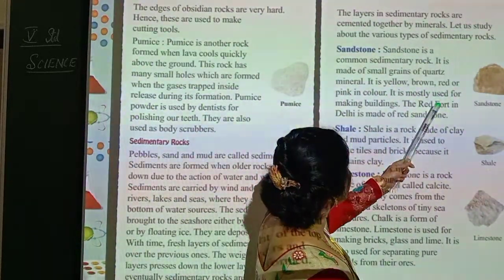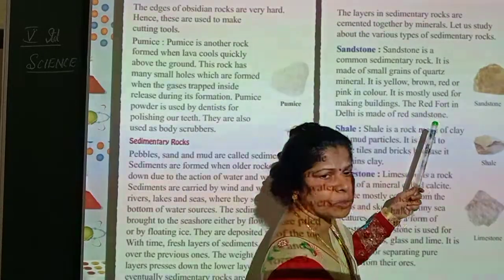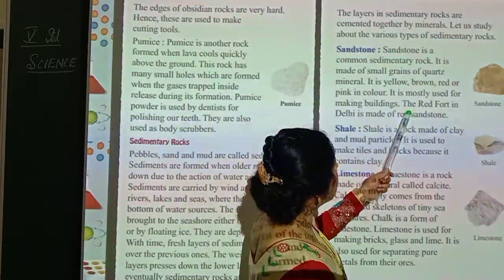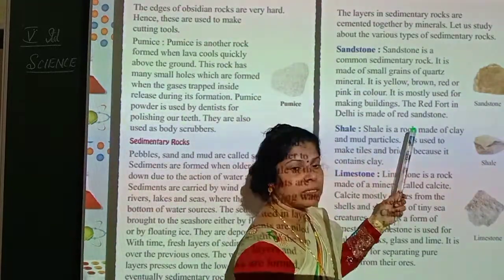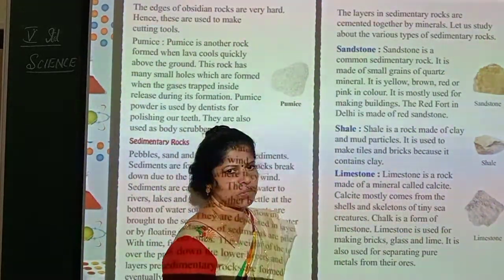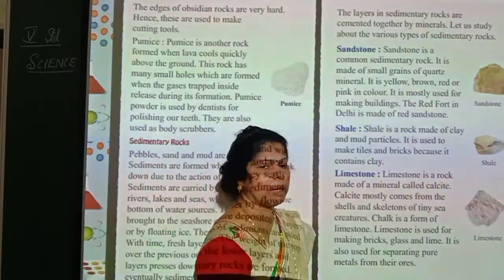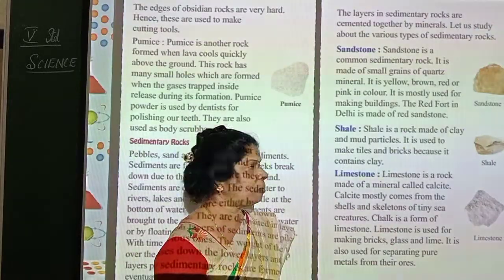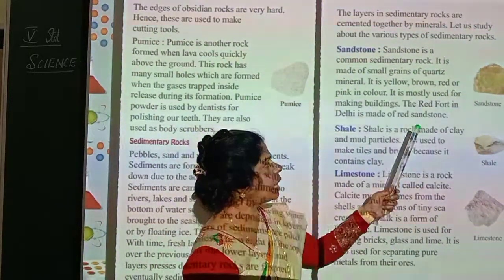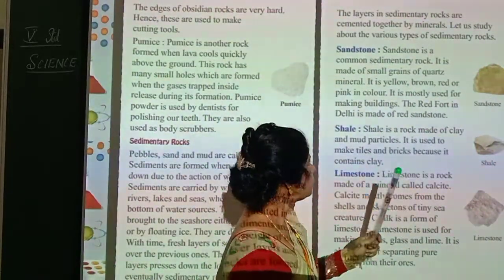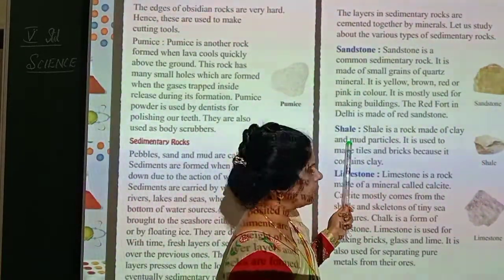It is mostly used for making buildings. So sandstone is used for construction of buildings. The Red Fort in Delhi is made of red sandstone. You have seen the Red Fort, especially during the national festivals like Independence Day and Republic Day. The Prime Minister goes and hoists the flag there. Our national flag will be hoisted on the Red Fort. So that Red Fort also is made up of what? Red sandstone.